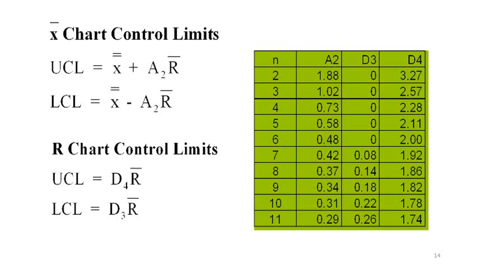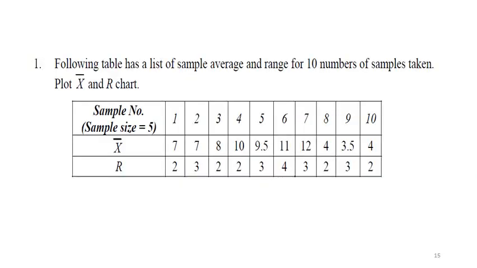Okay, so we will do two examples for better clarification. First example: the following table has a list of sample averages and ranges for 10 samples taken. Here X bar and R are given. In some problems we need to calculate X bar and R, but in this problem X bar and R are given. Here the X bar is calculated for sample size 5.